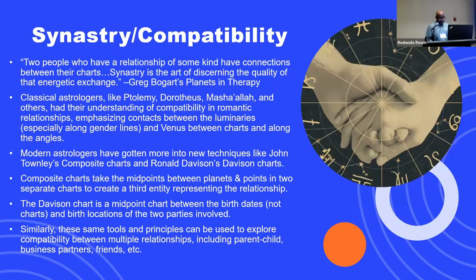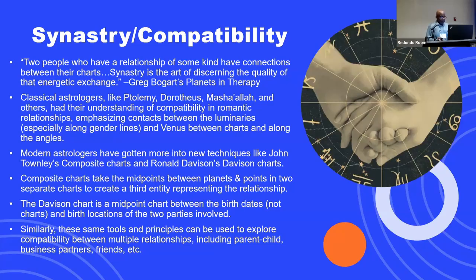Then there's synastry. The definition I like is from Greg Bogart, where he says two people who have a relationship of some kind have connections between their charts. Synastry is the art of discerning the quality of that energetic exchange. That's very important. I want to emphasize discerning, because a lot of people think it's just about the magic of the two charts coming together. And it is not, right? So if you go on your first date, our charts just match, until you discover, like, he's married, right? It doesn't matter. It matters in the sense of understanding your connection, but you have to look at that in tandem with real world effects.